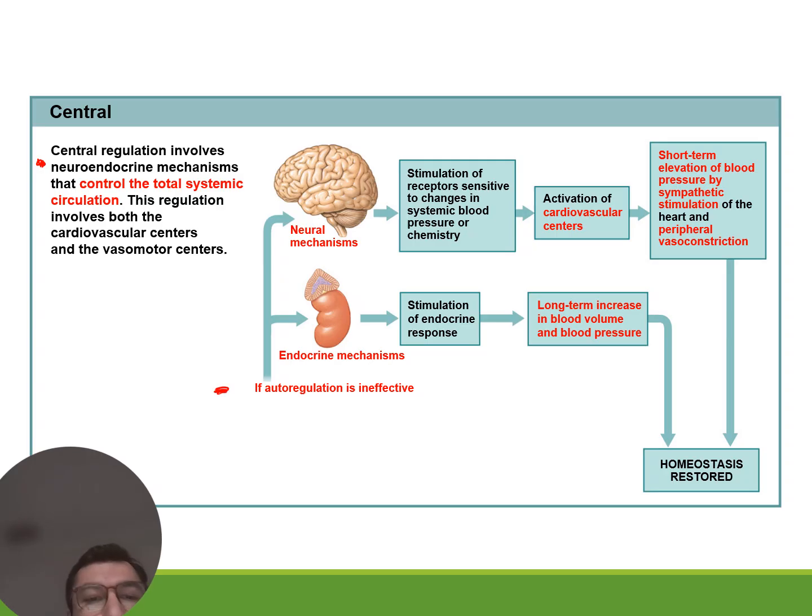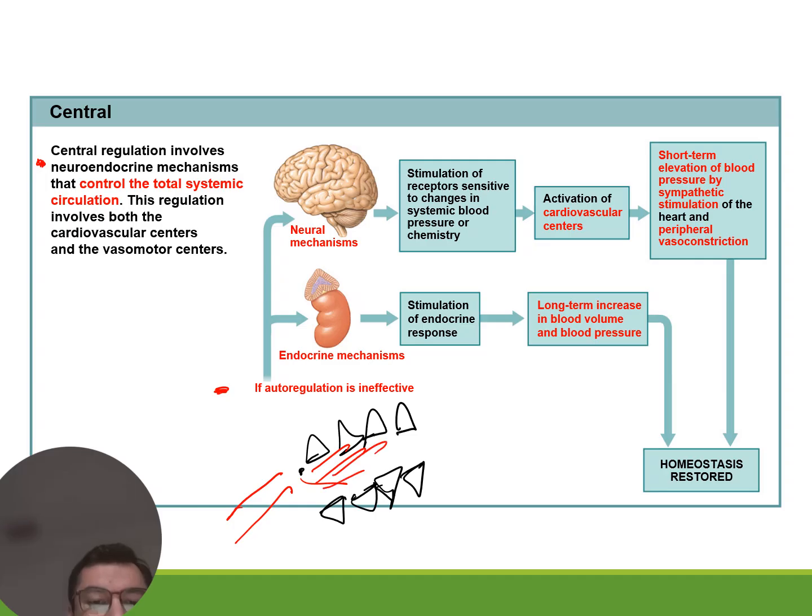Now, if the autoregulation is ineffective, and that is that through capillary vasoconstriction or vasodilation, we're unable to provide enough oxygen to this tissue right here, and we'll try to show a capillary bed. If we're unable to restore or provide enough oxygen to this tissue right here, then we need to increase blood flow to this capillary bed.